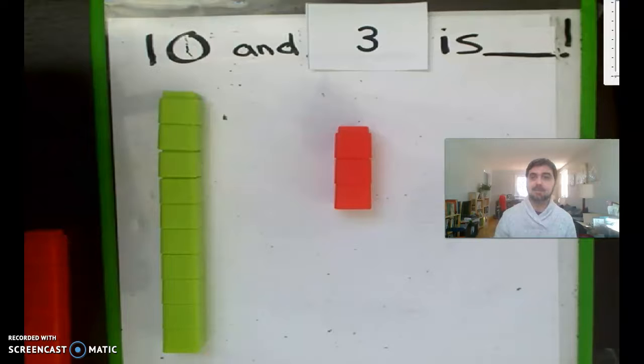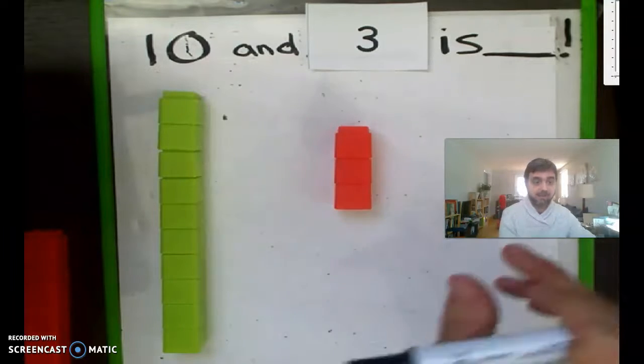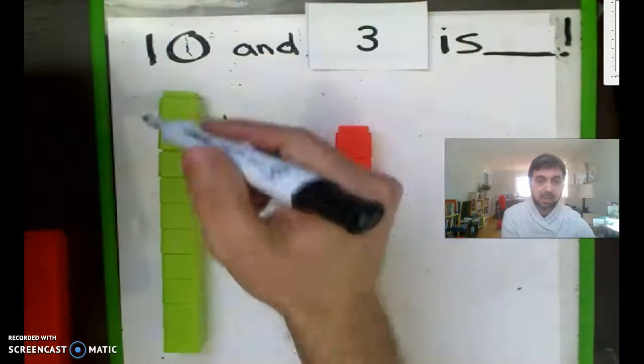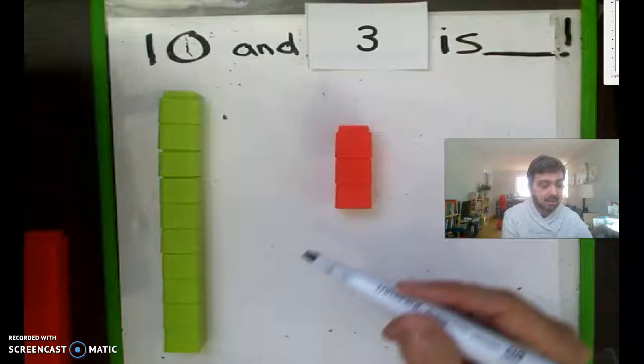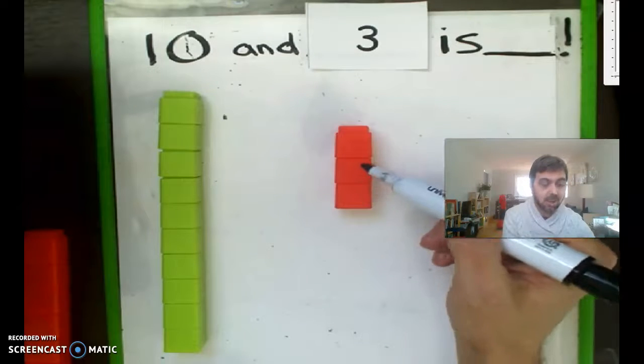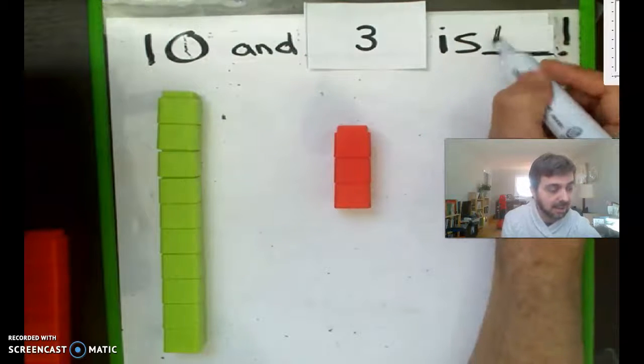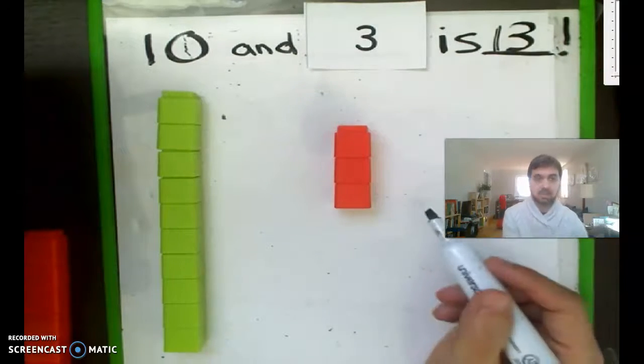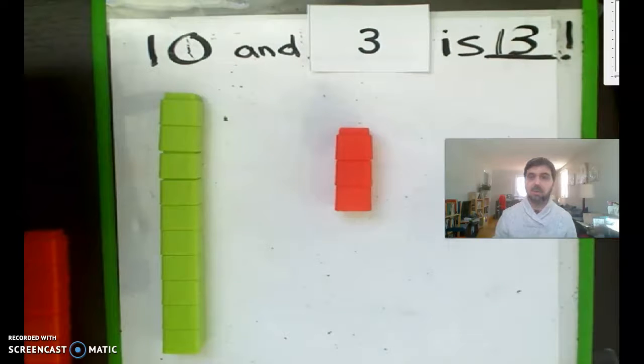So think about that. All right, so we have 10. Count with me. Okay, we're going to go 10. Now count with me. 11, 12, 13. And we write that like this. 13. Okay? Let's do one more, then I'll show you what you're going to be doing for your work, okay?